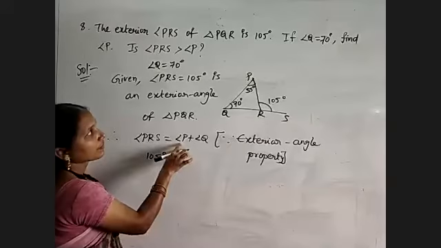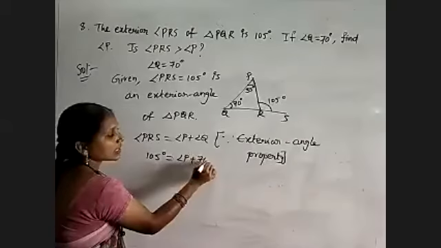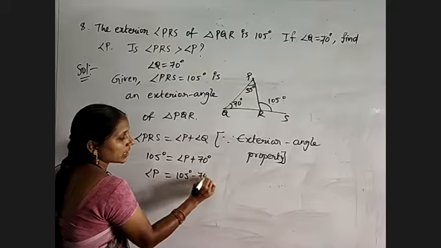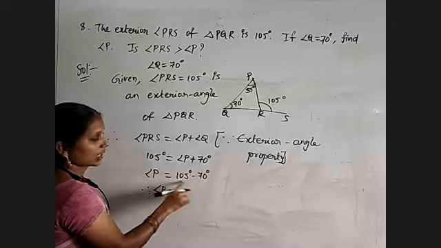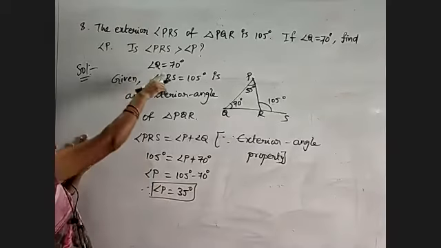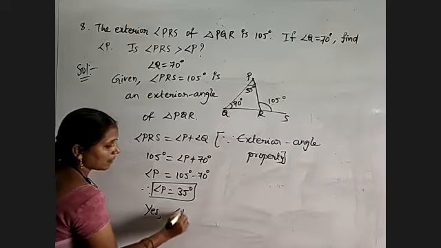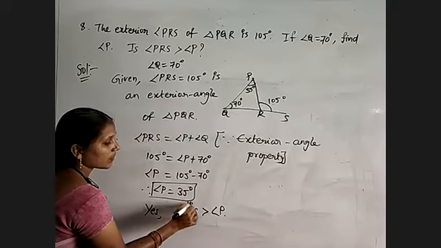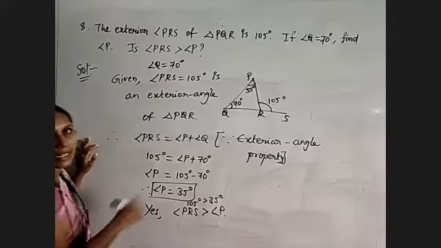Angle P we need to find, and angle Q they only mentioned in the question, that is 70 degrees. So angle P is equal to 105 minus 70 degrees. So angle P is equal to 105 minus 70, which is 35 degrees. And is angle PRS greater than angle P? Yes. Angle PRS is greater than angle P, because angle PRS is 105 degrees, which is greater than 35 degrees. Therefore, angle PRS is greater than angle P. That's all.